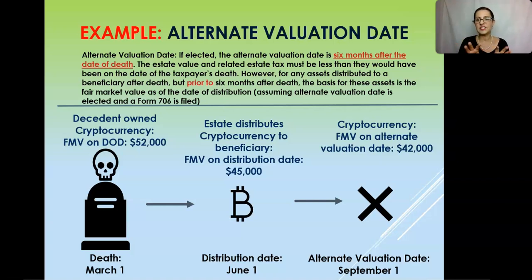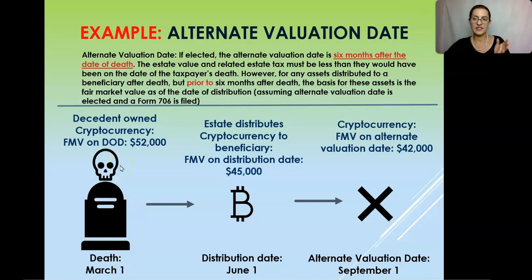Now, what I chose in this example in order to illustrate this scenario was cryptocurrency, because I can't really think of anything that would have such a volatile valuation other than something like crypto. I mean, or stock, right? Because stock can go up wildly and drop in 6 months, depending on what type of stock it is. But this is a situation where the decedent owned cryptocurrency, okay? The fair market value on the date of death was $52,000 for the crypto that this person owned. The death was on March 1st.